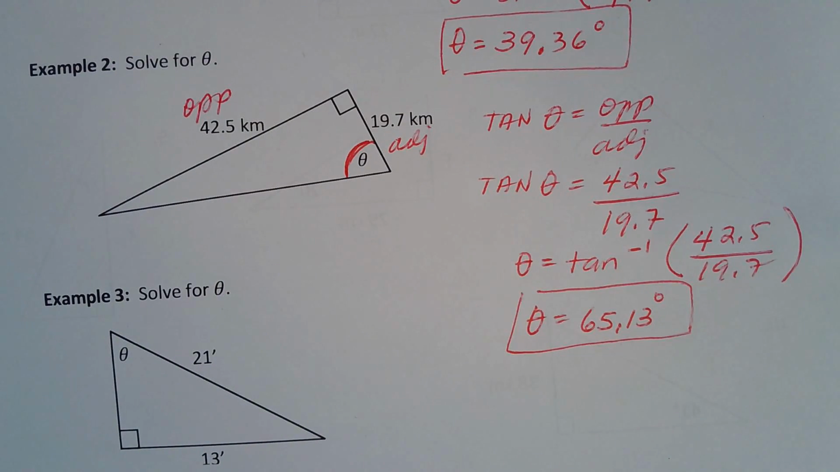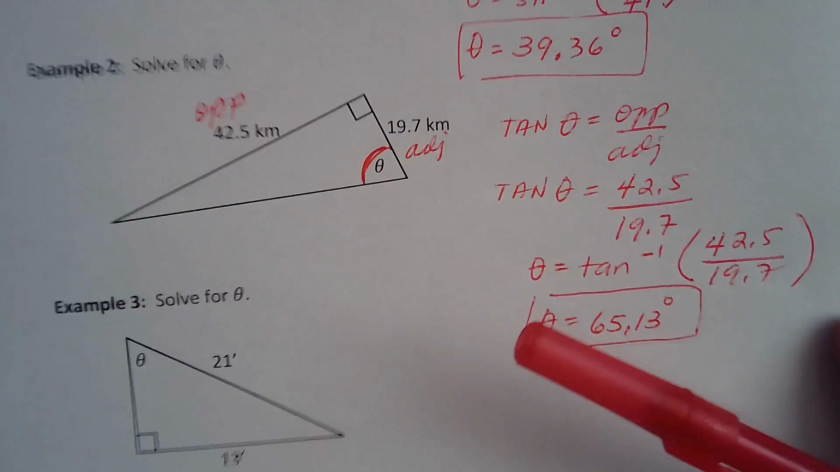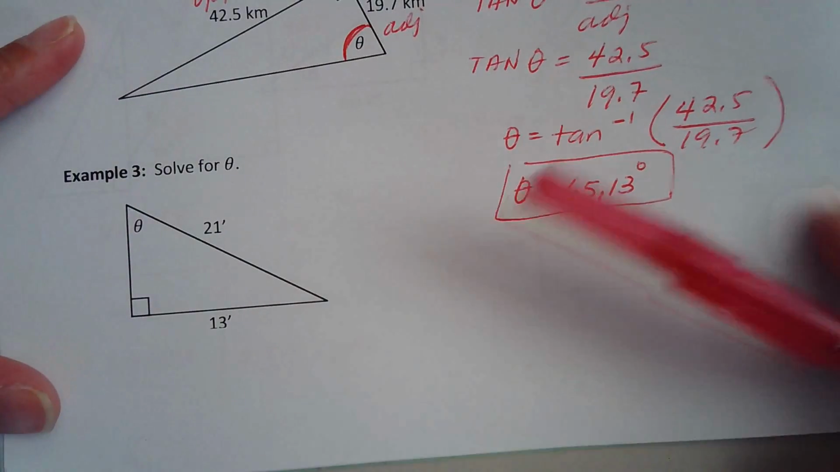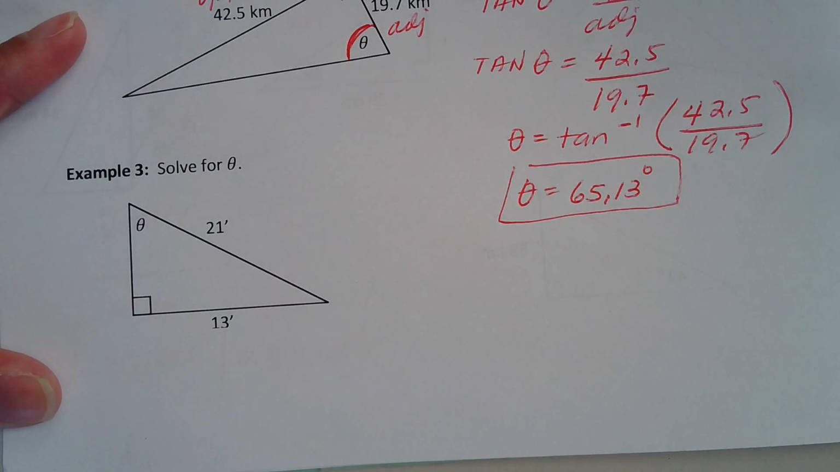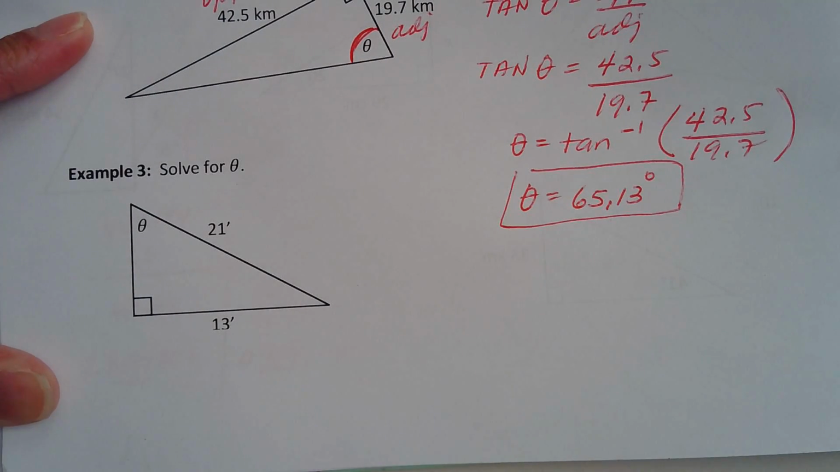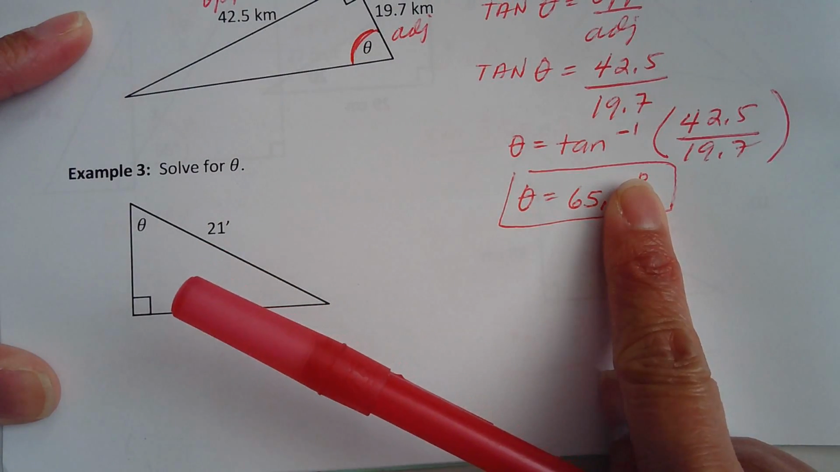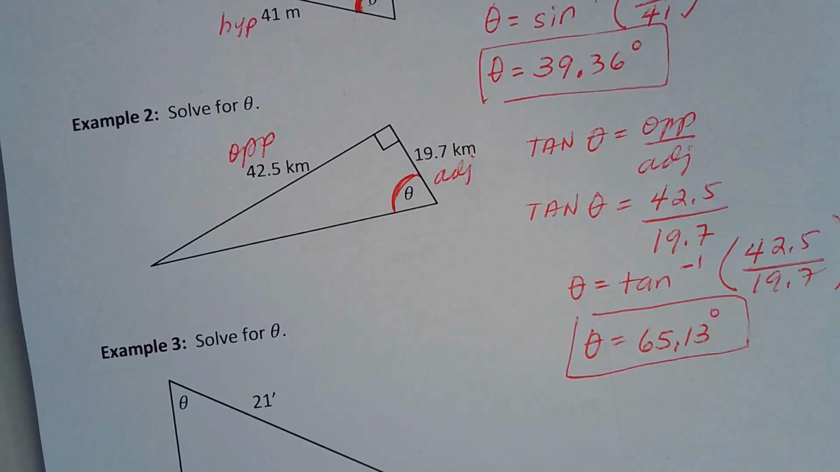Good. So far, so good? Did everybody get 65.13? Yeah? Okay, now your calculator works. Okay, let's do one more question. For this one? You got 65.35?